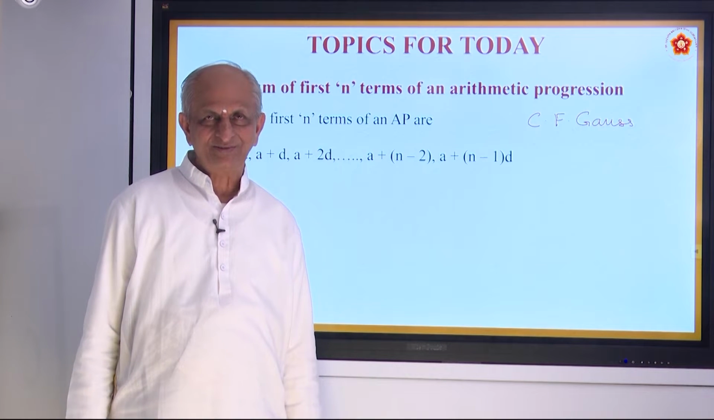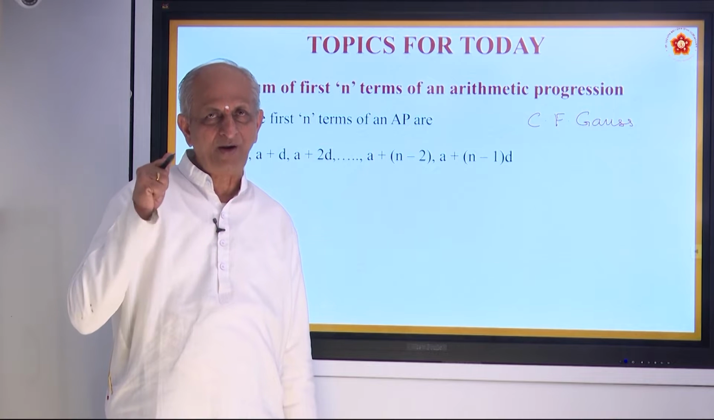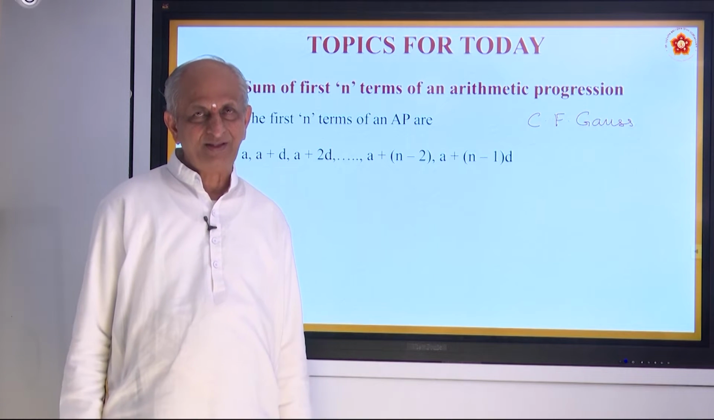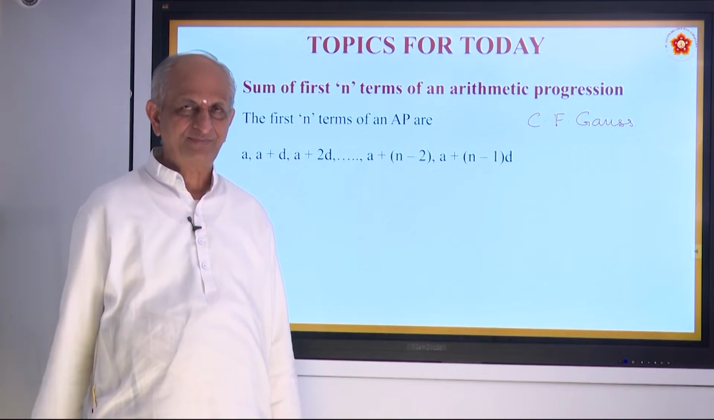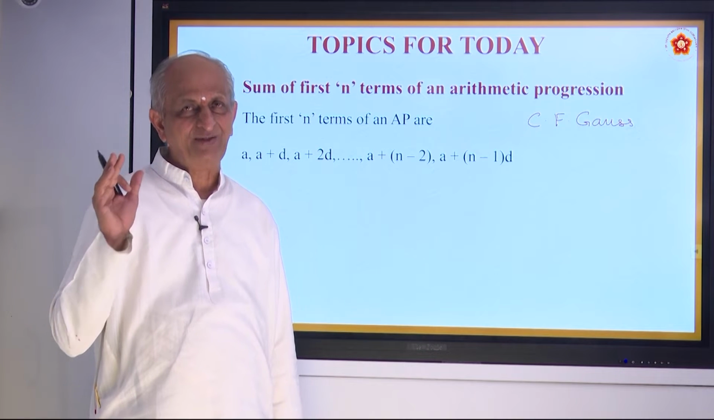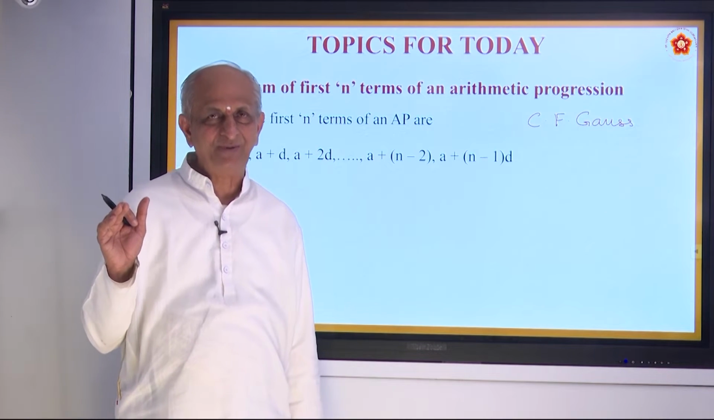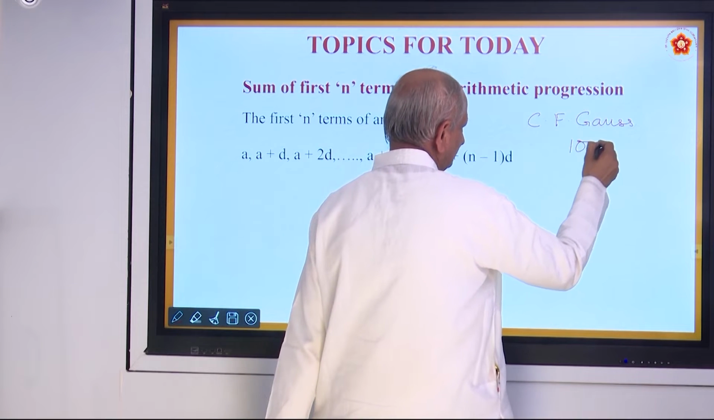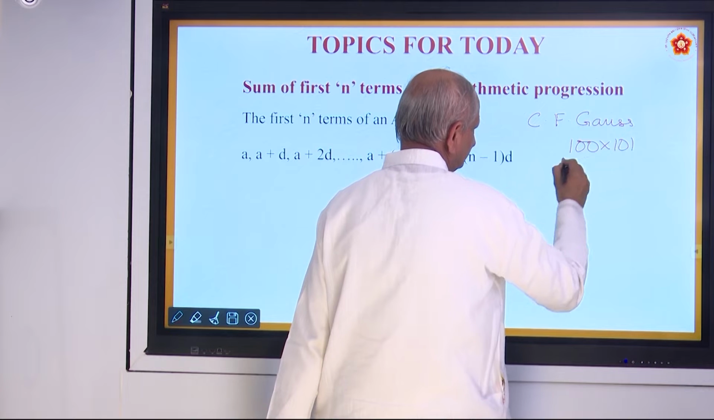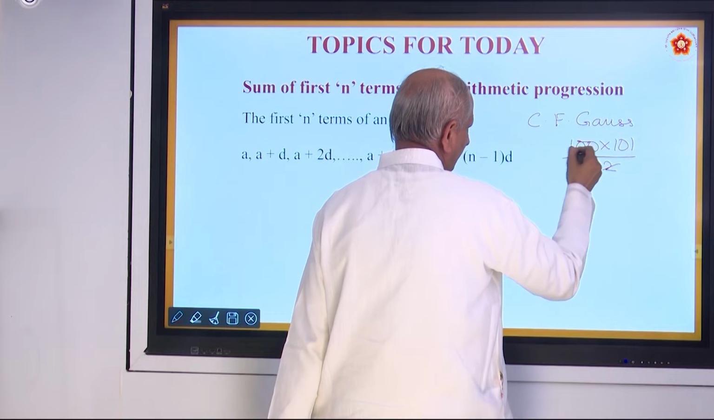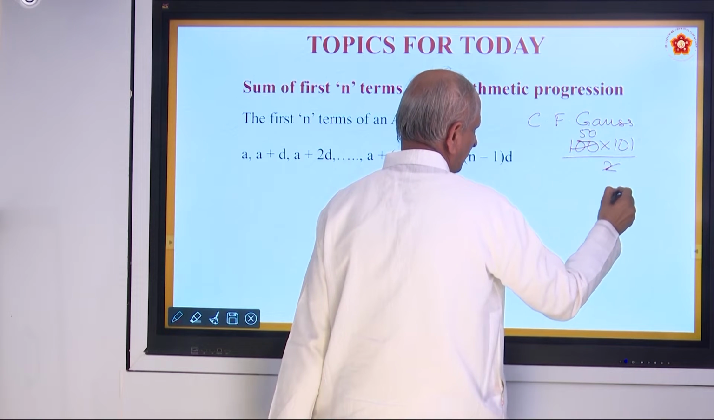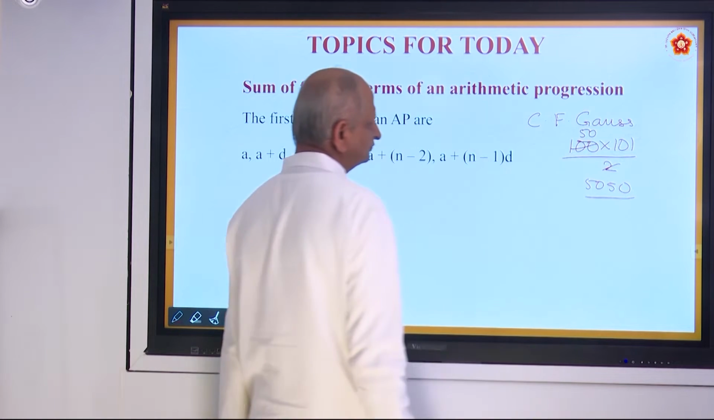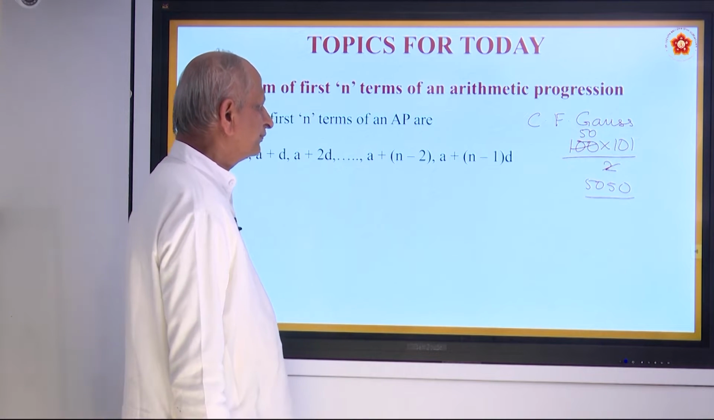The teacher asked, who will tell the sum of the numbers from 1 to 100? Within seconds he gave the answer. How much could he make out? What he did was like this, and he said 5050. How did he get it?